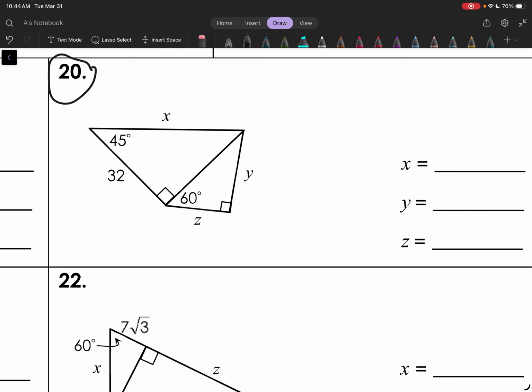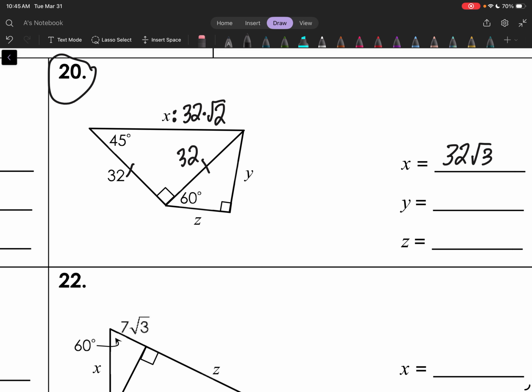I'm going to look first at what leg it gives me. It gives me the 32 on the 45, 45, 90 triangle. I know that these sides are congruent, so 32 must be the other leg. I know to find x, which is the hypotenuse, I do 32 times the square root of 2. That was not a 2. There is my answer for x.